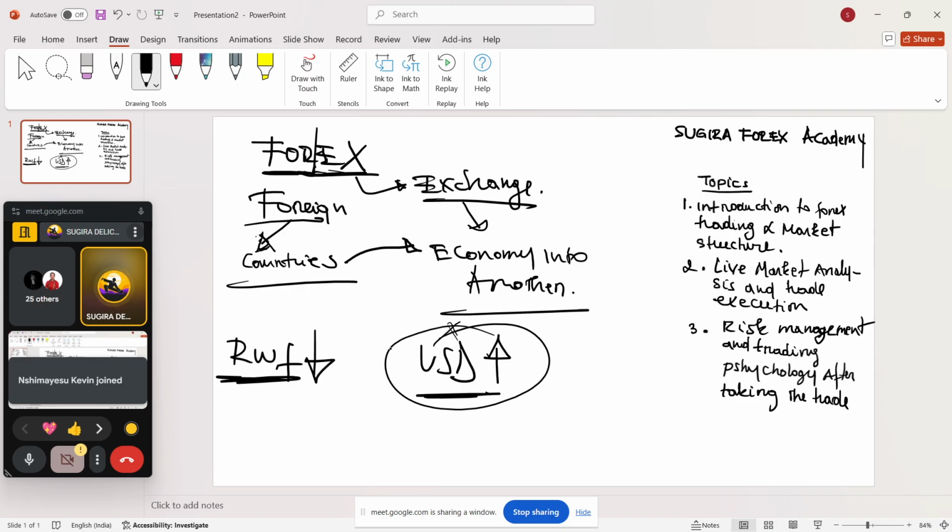If we want to make money from two countries' economies, which is forex, foreign exchange, we just want to exchange one country's economy, which is symbolized by its currency, into another. We just have the purpose of making money. So what do we do in forex trading?